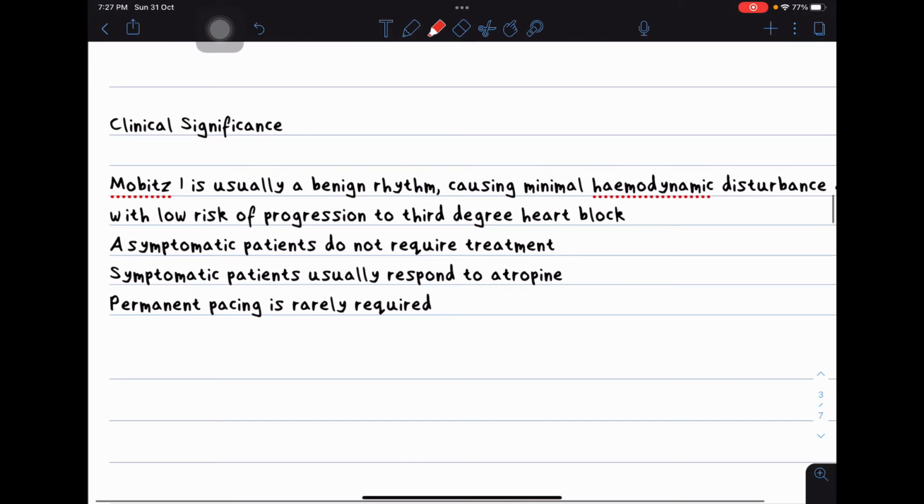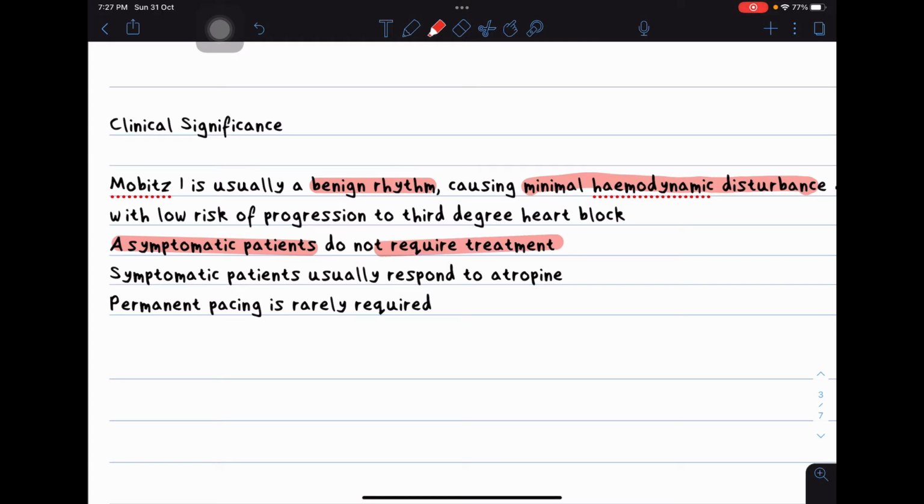So what are the signs that are typical for Mobitz 1? Mobitz 1 is usually a benign rhythm, causing minimal hemodynamic disturbance with a low risk of progression to third degree heart block. So the patient is asymptomatic and usually does not require treatment.